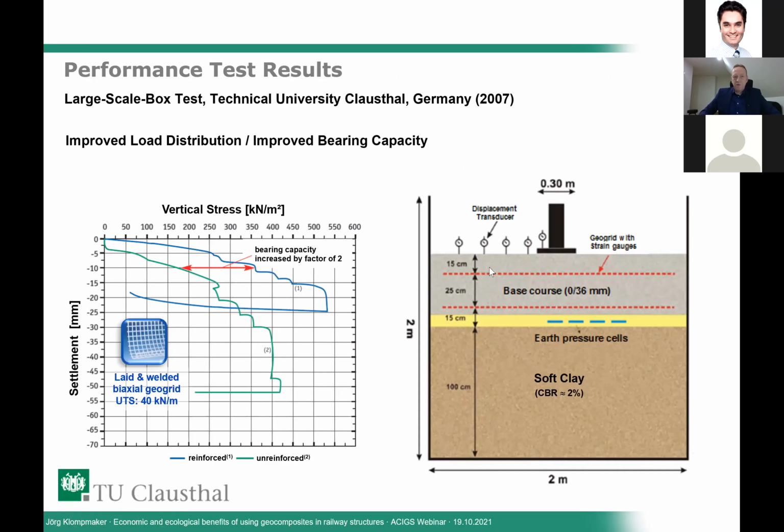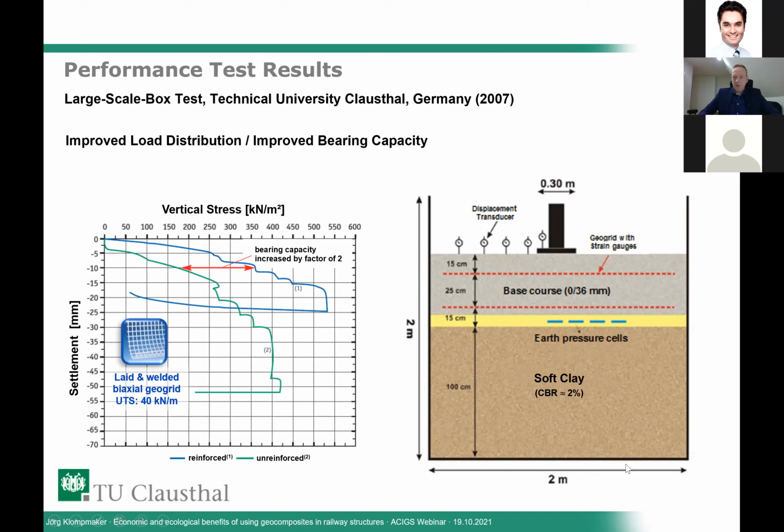So let's look at performance test results. So we learned already what the benefits are, but can we also see this in tests? Therefore, large-scale lab tests have been carried out. The first one is showing the improved load distribution if we are using a geogrid in a base course. So the test was carried out at the Technical University in Clausthal in Germany.